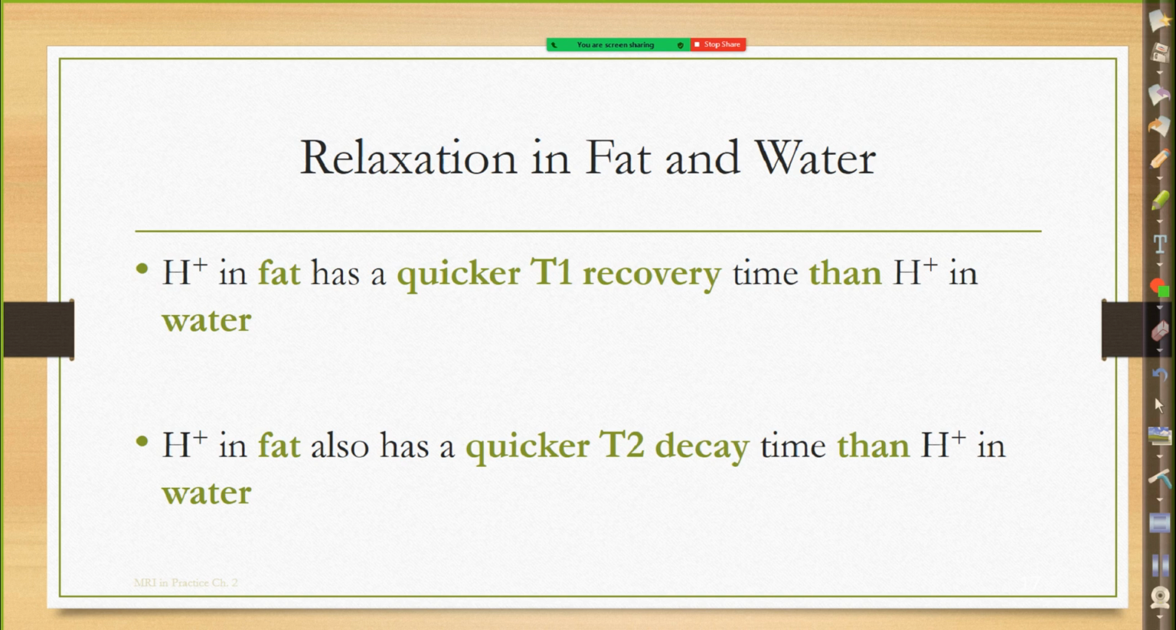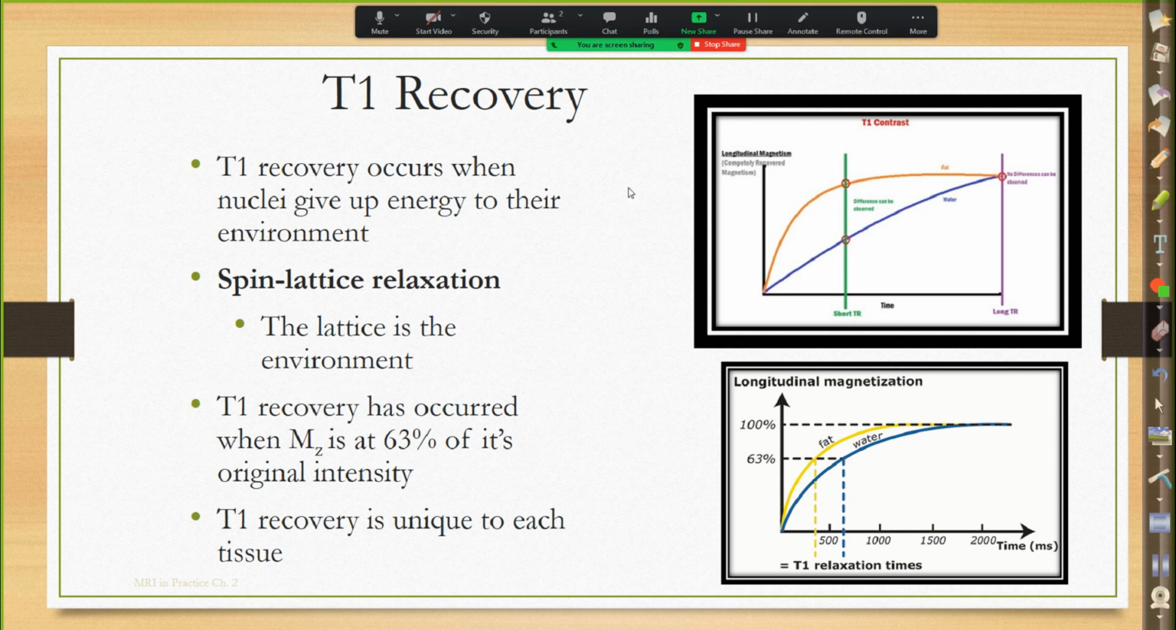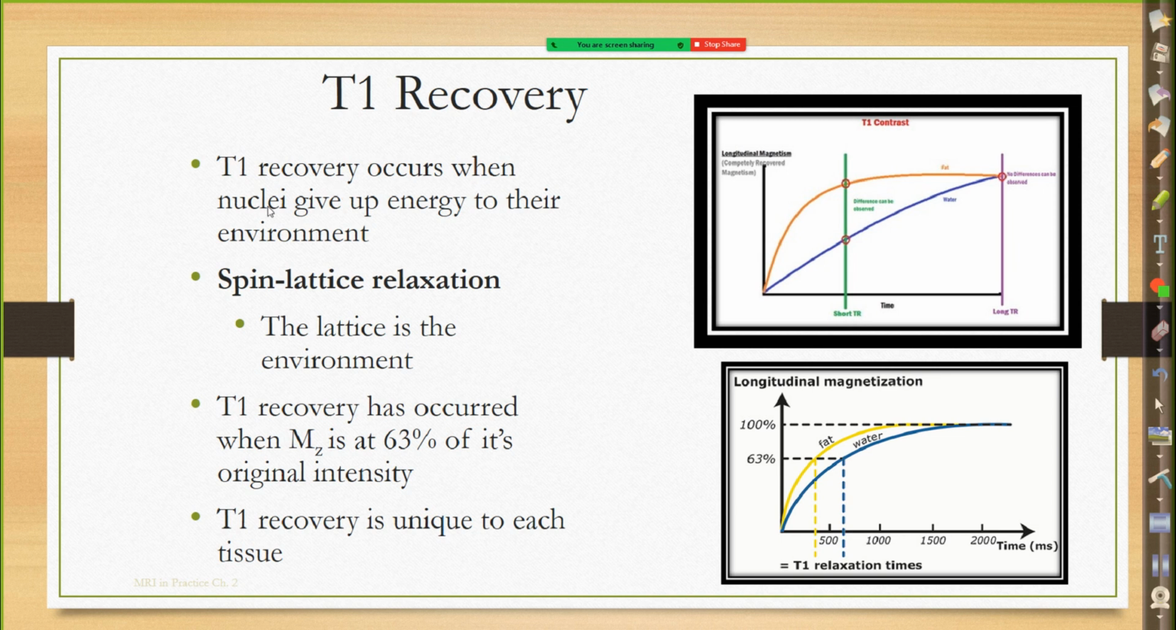Okay. So with that being said, here is that T1 recovery and T2 decay curve, but we're going to start off with our T1 recovery curve. And remember, we said fat recovers a lot quicker than water. Okay? So we're starting to get contrast between the two tissues on our T1 recovery graph. And remember, T1 recovery is talking about when the nuclei are giving up energy to their environment, spin lattice. The lattice is the environment.